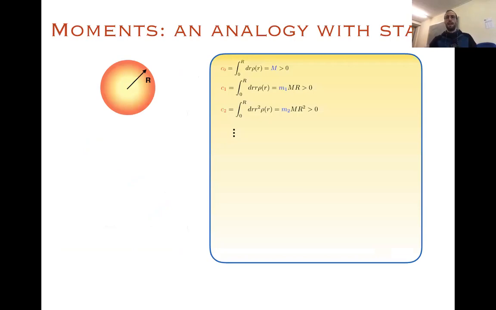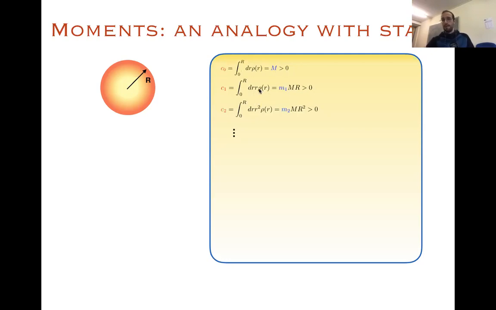Let me first give you an analogy for why moments bring much more information. Consider this analogy with a star, or perhaps a neutron star, something that you know exists in nature, has a positive energy density, and consider something with spherical symmetry. The first moment associated with the star is just its total mass, which is positive because the energy density is positive. The second moment, in units of the mass and the radius, is another number, which is also positive, again because of positivity of the measure, and so on and so forth. So you know that these things are positive.